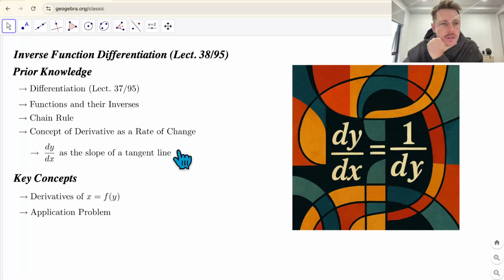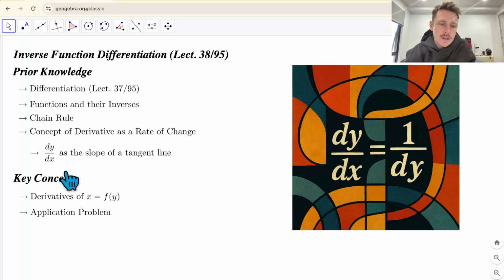All right, so we're going to look at inverse function differentiation, and sometimes this can be really useful to solve a bunch of different problems. Some prior knowledge needed to understand this lecture will be differentiation, which was the previous one, because we're building on core differentiation concepts. Functions and their inverses as well, so a solid understanding from methods about functions and their inverses, a bit of understanding of the chain rule will be helpful, and the concept of the derivative as a rate of change.